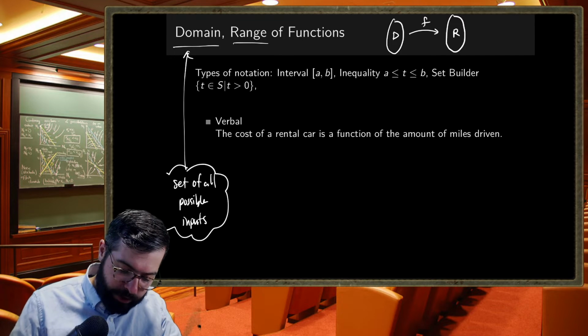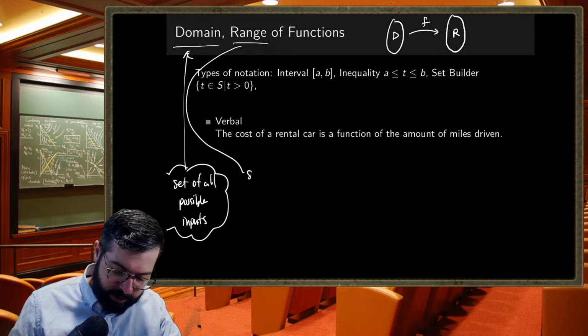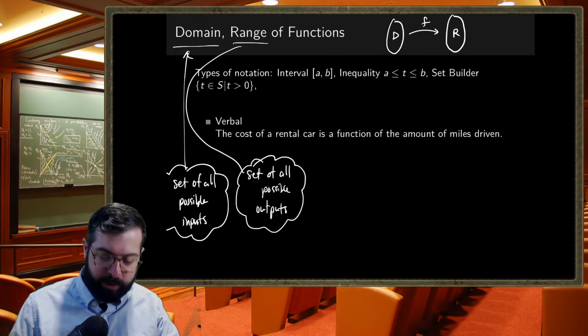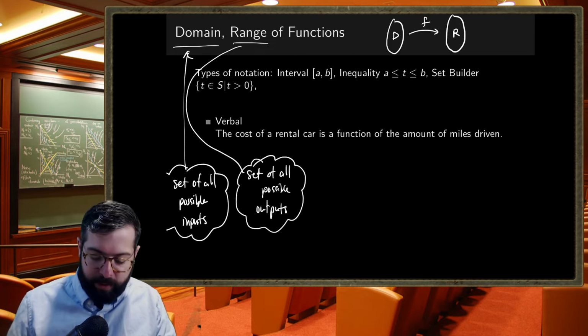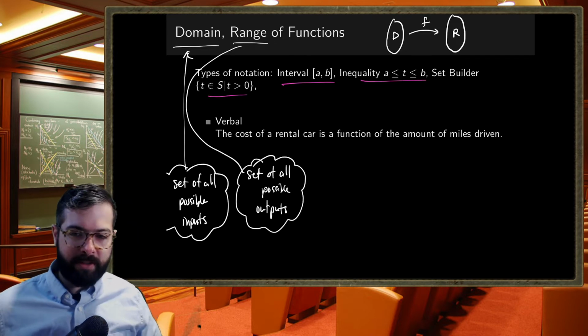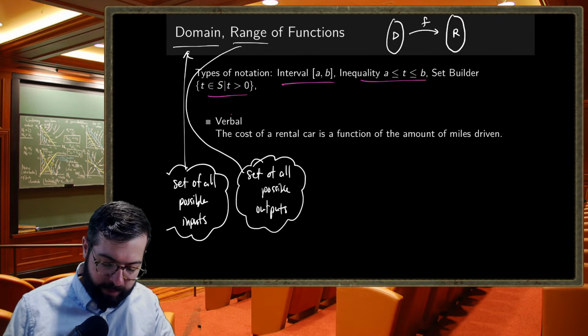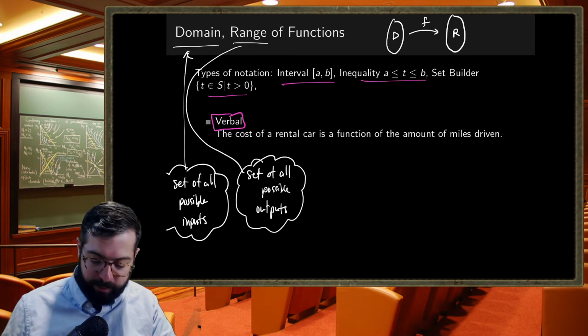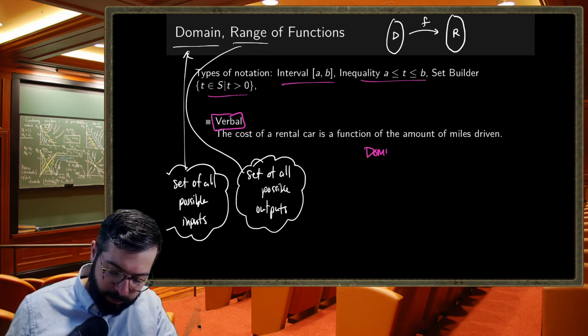And the range is the set of all possible outputs. So first, let's work through these 4 perspectives on domain and range. We have these different notations that I'll show you how to describe the set. The first one we have up is a description of a function. The cost of a rental car is a function of the amount of miles driven. So we want to know what's the domain and range of this function.